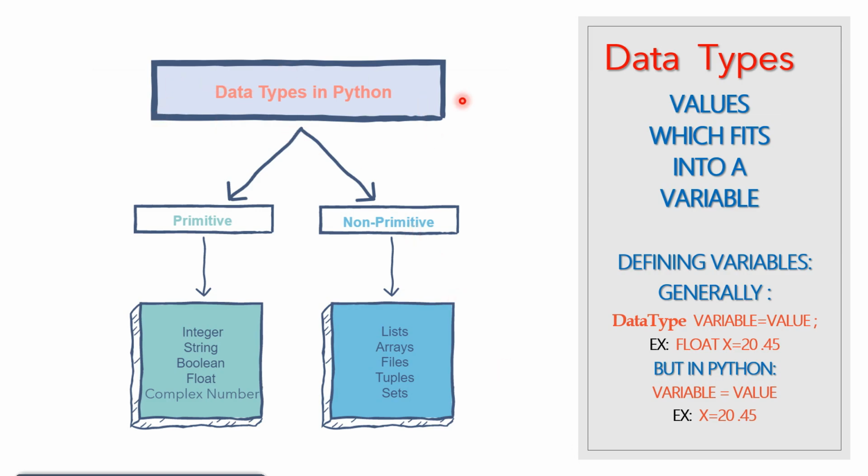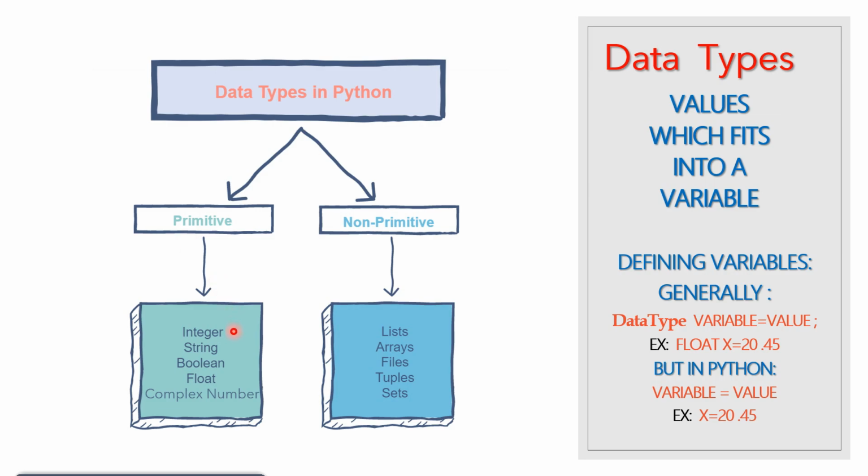Now, what are the different data types in Python? There are two types of data types, that is primitive and non-primitive. Primitive generally refers to built-in data types. That is, all the data types that come with Python when you have installed it. And non-primitive data types are generally user-defined data types. You have to define them.